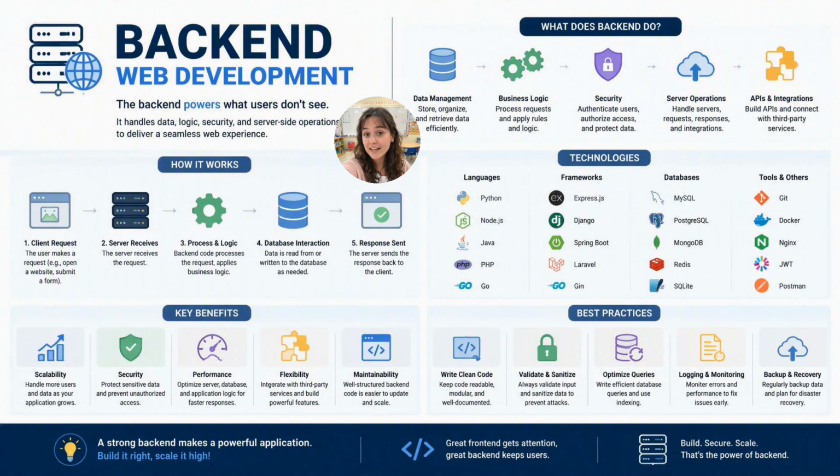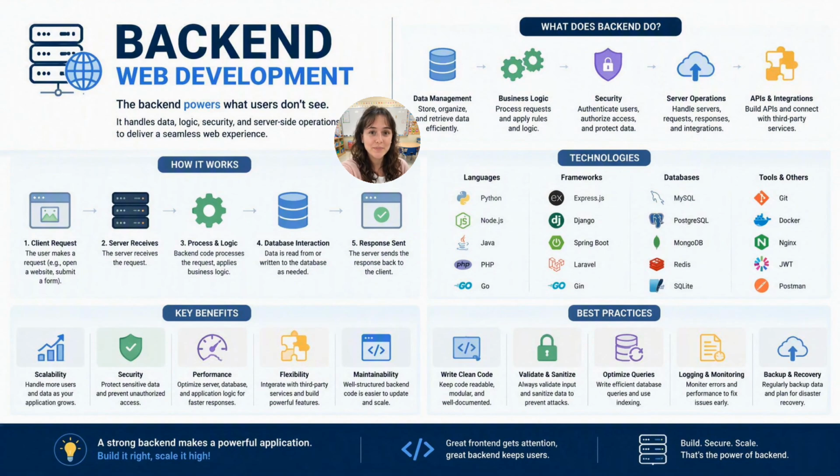Implementing a strong backend yields several key benefits. It provides scalability, allowing the system to handle more users and data seamlessly as your application grows. It ensures robust security by protecting sensitive data and preventing unauthorized access. It optimizes performance, resulting in faster responses by fine-tuning the server, database, and application logic. It offers flexibility by enabling integration with third-party services and making it easier to build and add powerful new features.